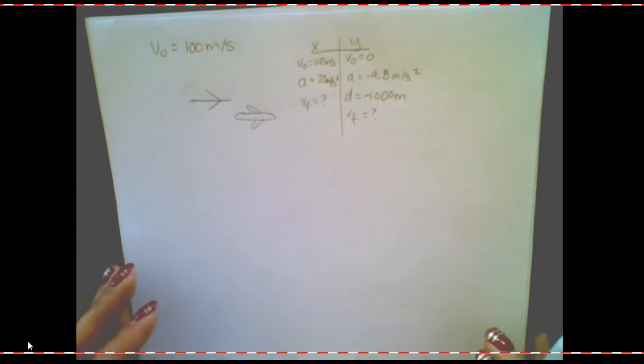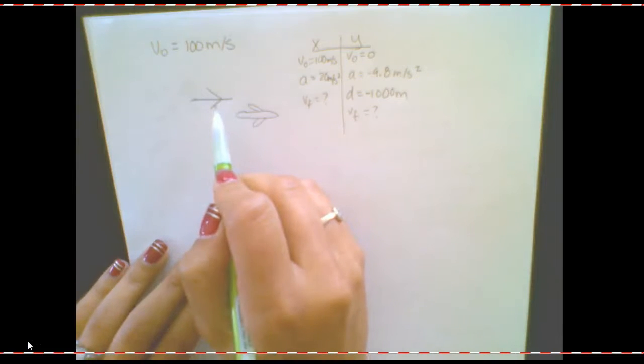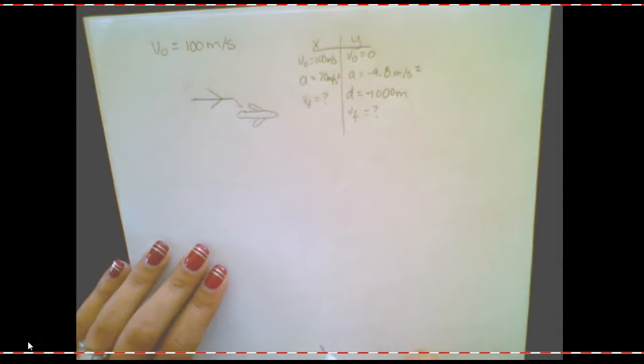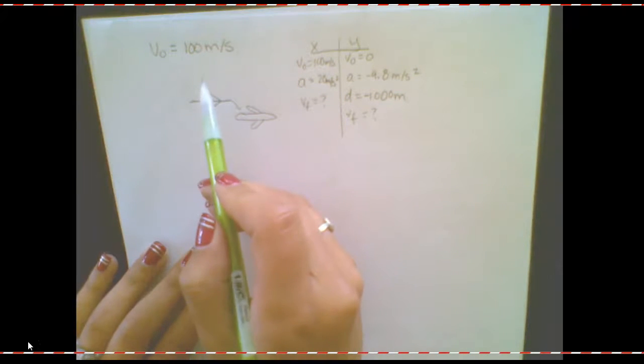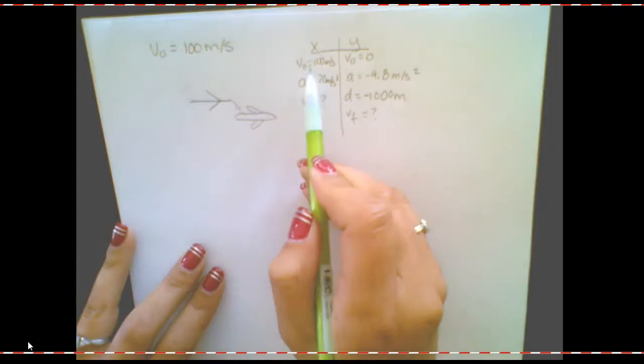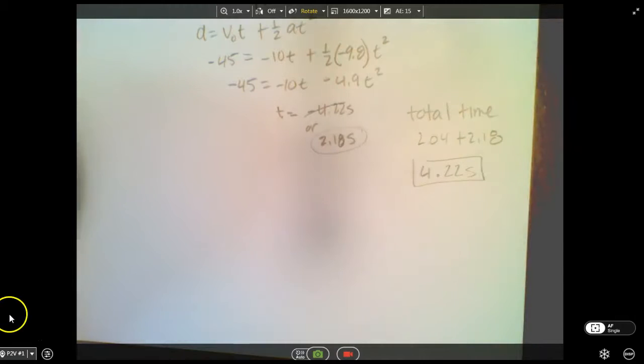Okay, so here's the setup. We have some kind of jet plane. It's going to drop a rocket. I know this is a terrible drawing, but that's okay. So it drops this rocket, and it tells us that the initial velocity is 100 meters per second horizontally. So that means that in the x direction, and we'll go ahead and start on part 2 in a bit.